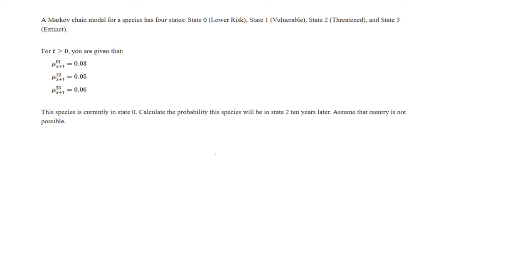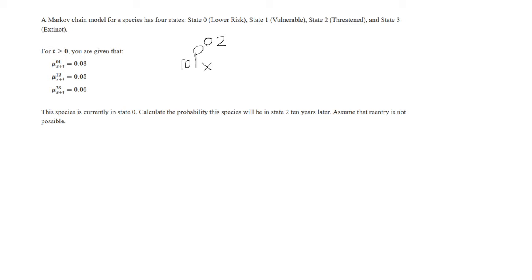In this problem, we're given a Markov chain model with 4 different states, and we're given the force of transitions. This species is currently in state 0. We want to calculate the probability this species will be in state 2 10 years later. So in other words, what we want to find is 10p_x^{02}.